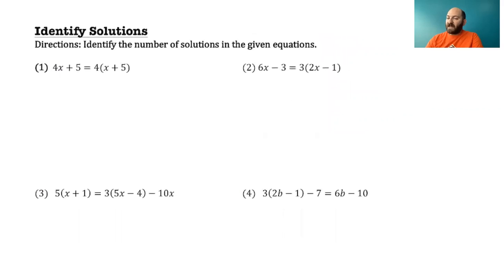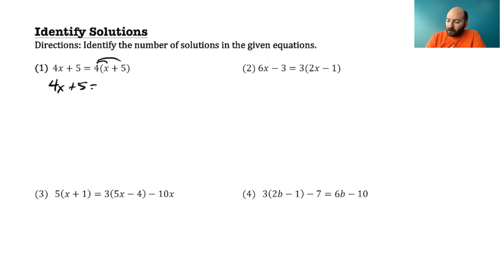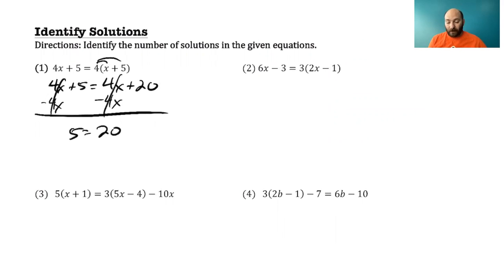Identifying solutions. That's our last skill for today. So identifying solutions is going to tell us how many solutions we get, and you're going to see some certain patterns show up. So for example, if I try to do this like I normally would, I'm going to distribute the 4 here. Then I'm going to bring my x's to one side, but you notice something there. I've now canceled out 4x on both sides. And if I do that, I end up getting 5 equals 20.